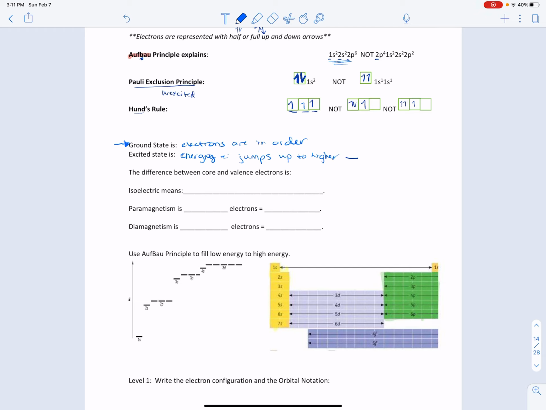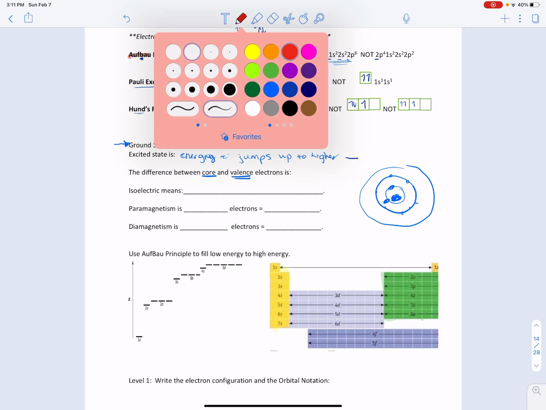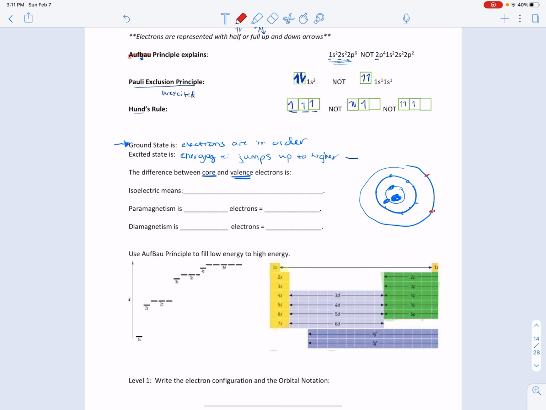And we will be talking about something called a core versus a valence electron. The core electrons are basically all of the electrons that are closest to the nucleus. The valence electrons are in the outermost energy area. So if you have a few electrons on the outside, the red ones are the valence, and the inside ones are the core electrons.